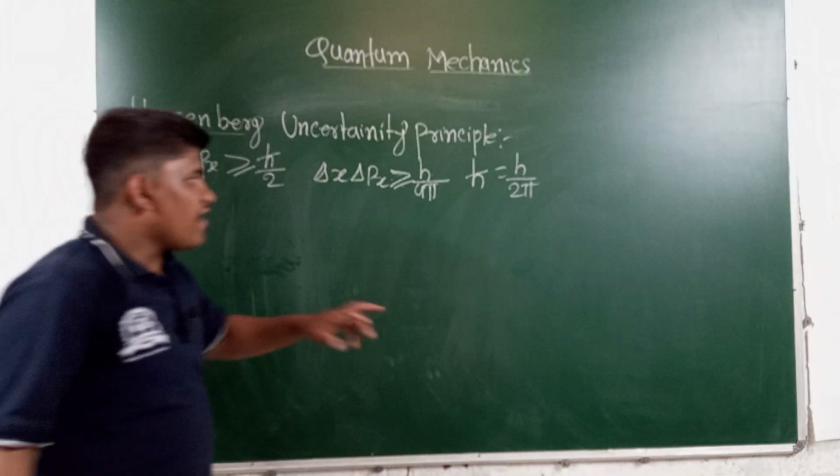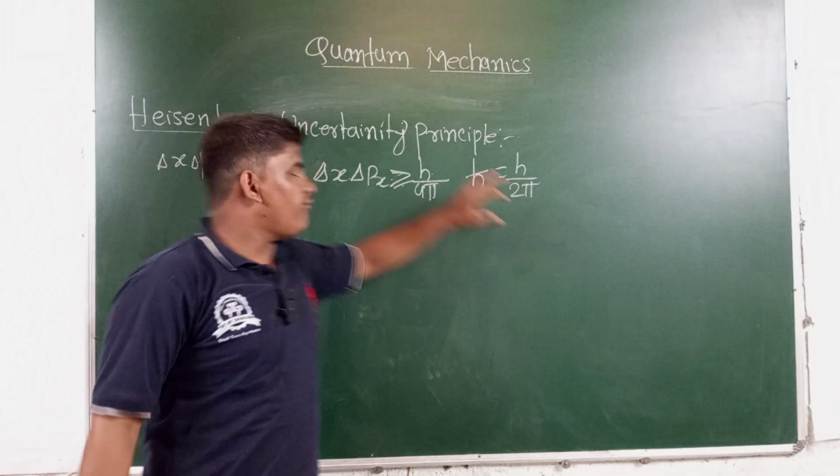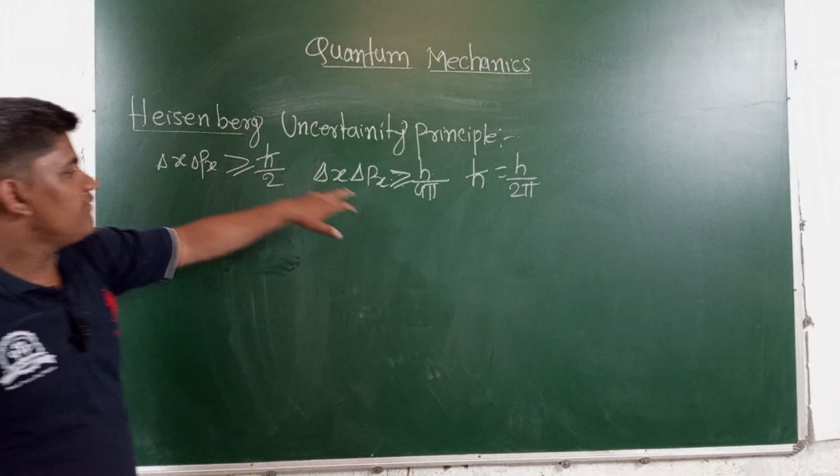When we substitute h cut equal to h upon 4 pi in place of h cut, we get this.